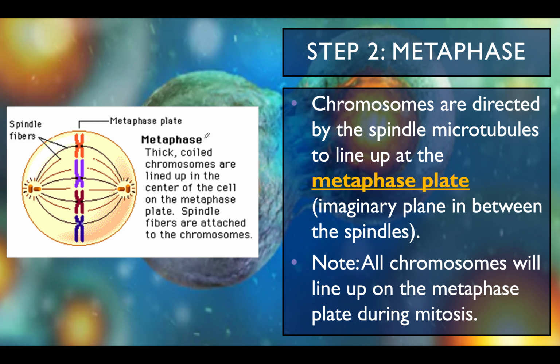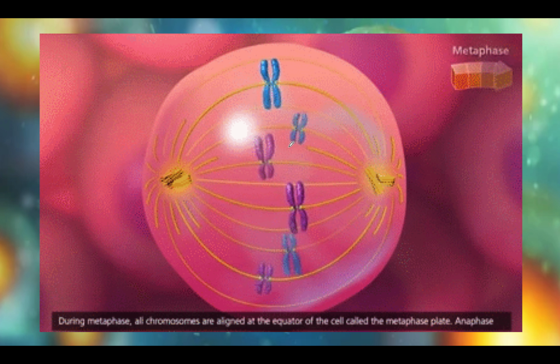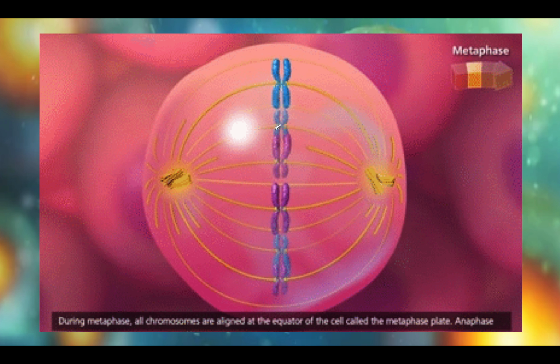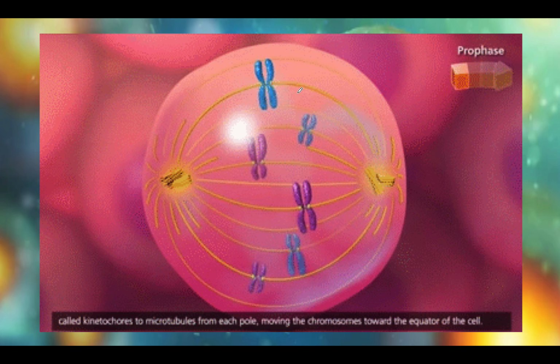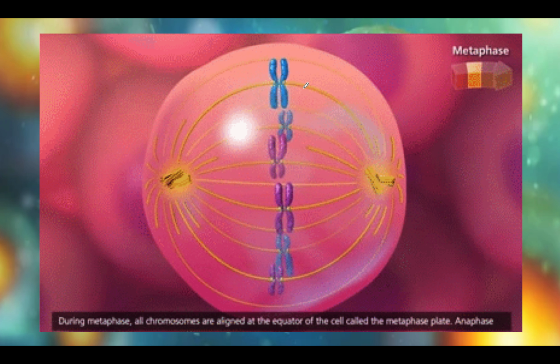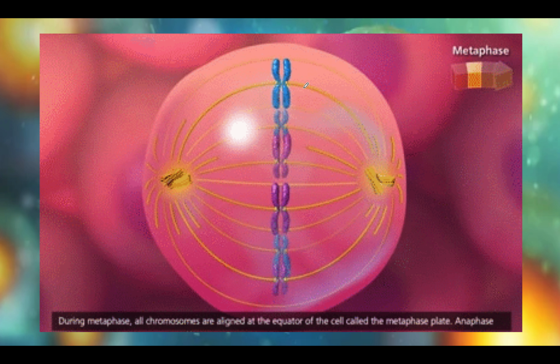Note, all chromosomes will line up on the metaphase plate during mitosis, as you can see here. This is what we refer to as metaphase. They are lining up in the metaphase plate, which again is just this imaginary line going through the center of the cell, okay? This is what we're looking at here. The microtubules are making this happen. The microtubules are already attached to the kinetochores, and they are aligning the chromosomes in the metaphase plate.